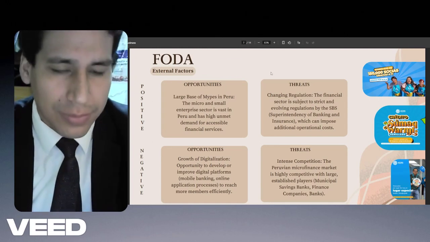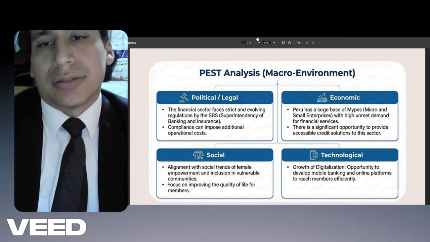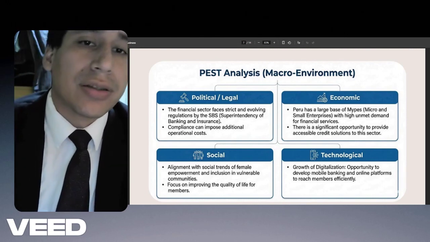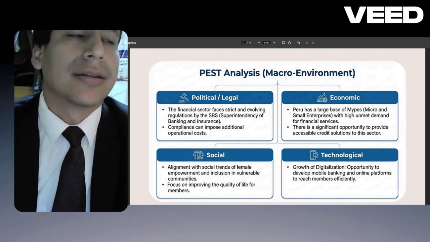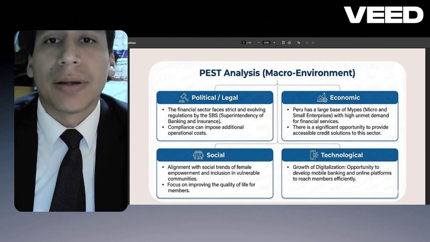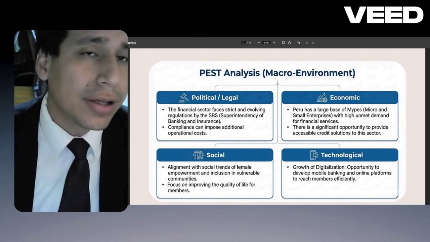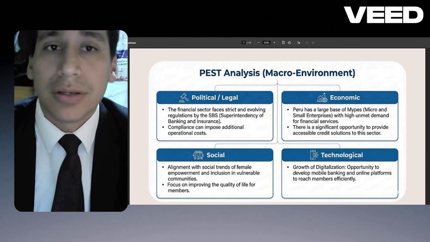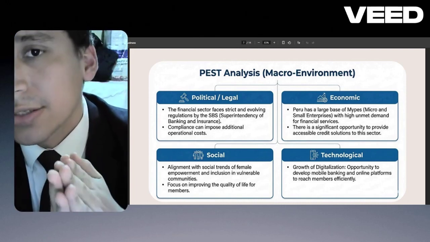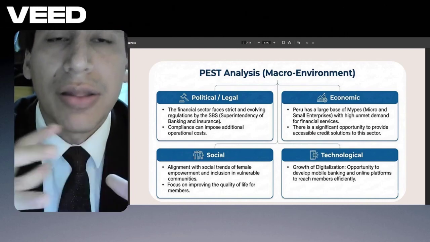Now, the PEST analysis of the macro environment. PEST analysis has four parts: political, economic, social, and technological. It helps us understand why these opportunities and threats exist. Our group used the PEST analysis we learned in week 6. It helps us understand the bigger environment around the company. First, politically, regulations are strict. Kori must follow all SBS rules to operate legally, even if it increases their costs. Second, economically, there is a very high demand from micro entrepreneurs.